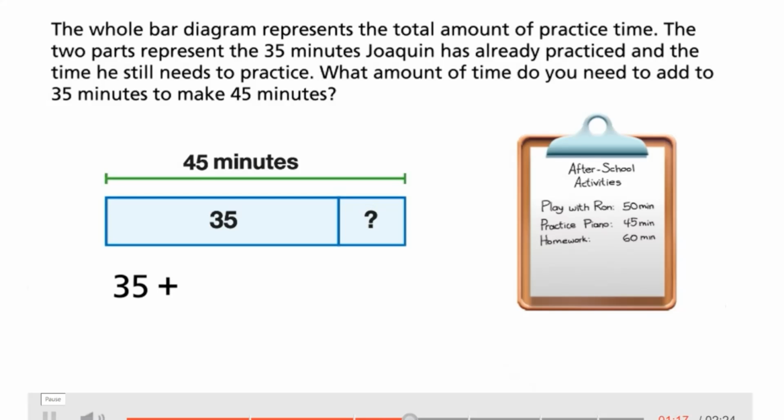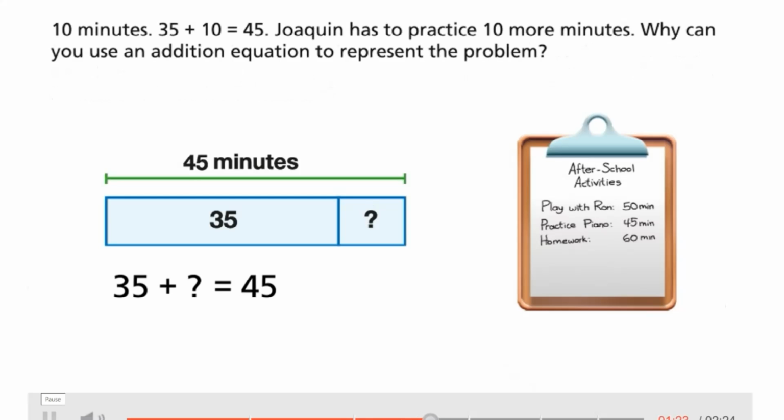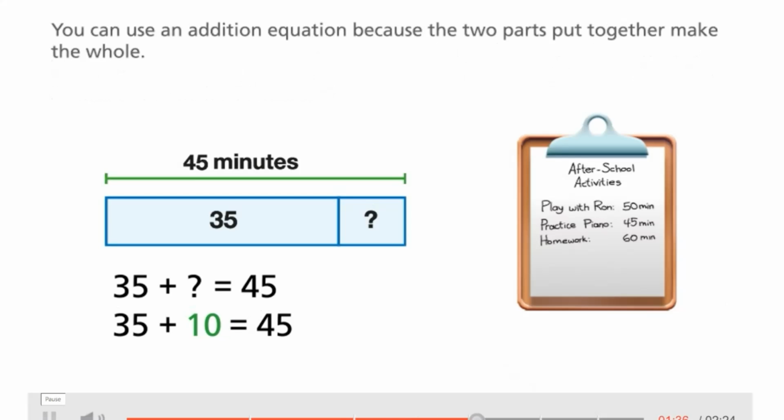What amount of time do you need to add to 35 minutes to make 45 minutes? 10 minutes. 35 plus 10 equals 45. Joaquin has to practice 10 more minutes. Why can you use an addition equation to represent the problem? You can use an addition equation because the two parts put together make the whole.